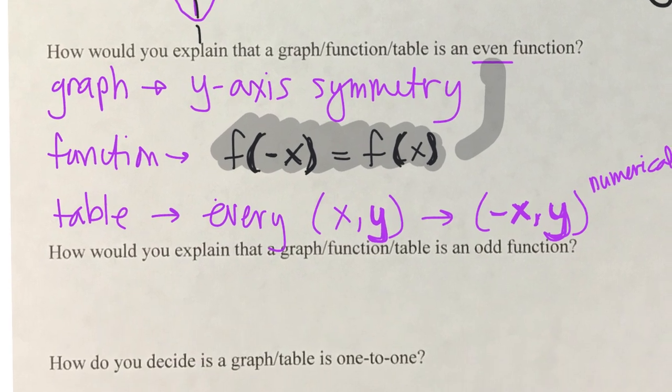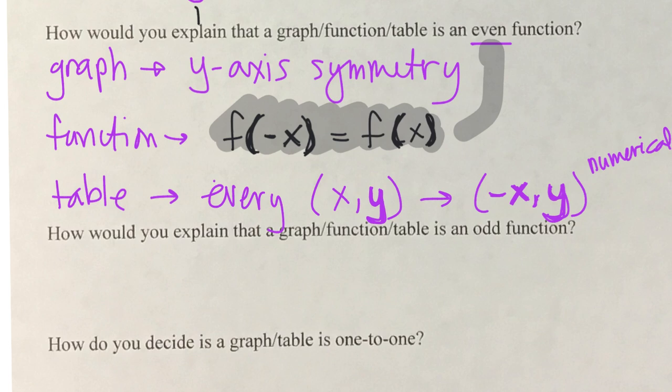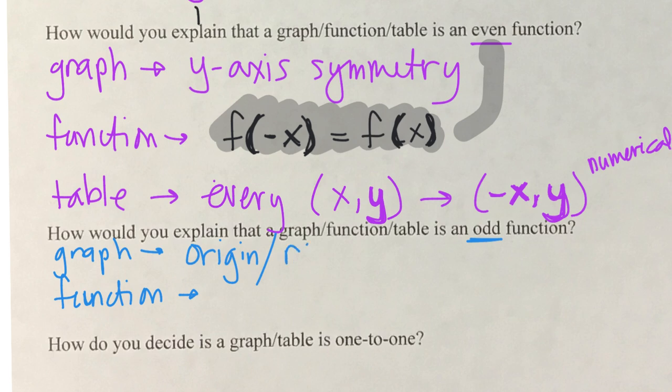So what about odd? Our next thing is about odd functions. We have a graph about the odds, a function about the odds, and a table about the odds. We'll get to that in a second. For a graph, you have origin or rotational symmetry. You can use either one of those words, or both if you want. It always goes through the origin. If your graph doesn't go through the origin, then it can't have origin symmetry, period.